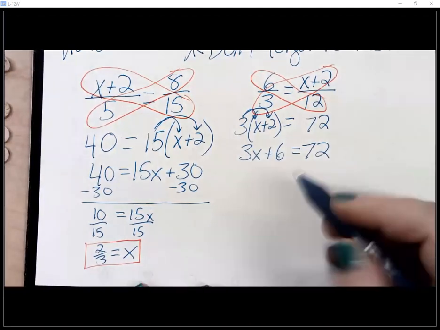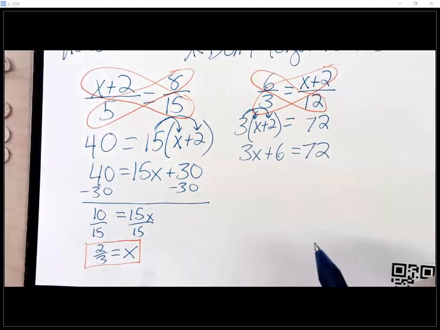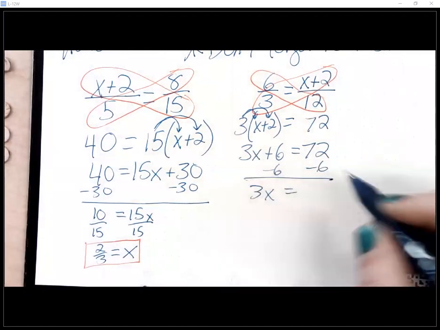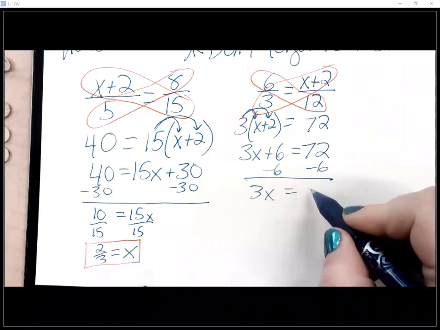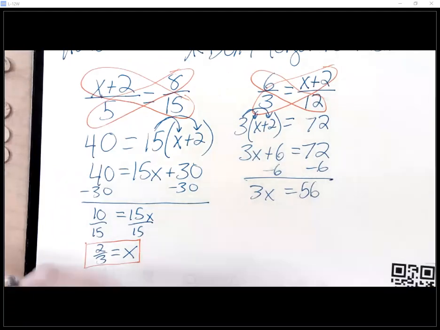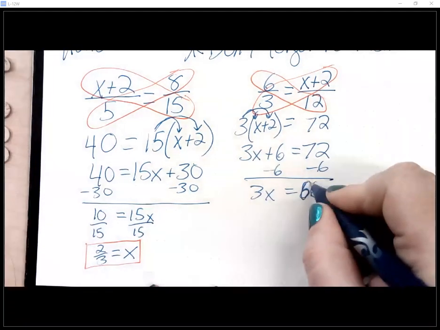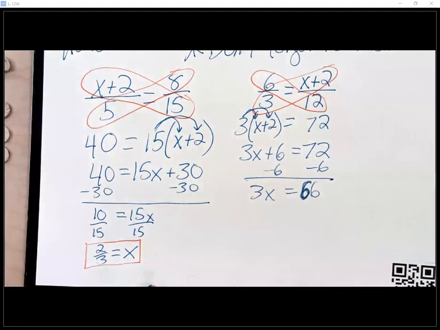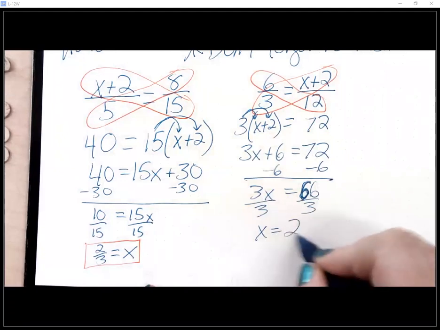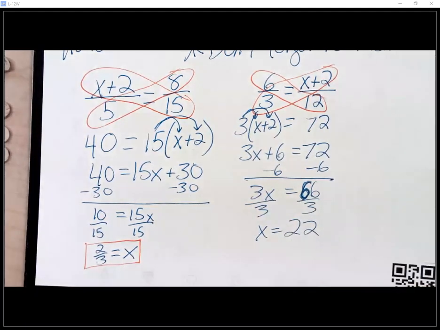Now, where do I go from there? Yes, now I minus 6. So that's 56. Is that right? 66. Thank you. Just testing you. There we go. And now all I have to do is divide by 3. And that's where the 22 comes from. How do we feel? Does that make sense?